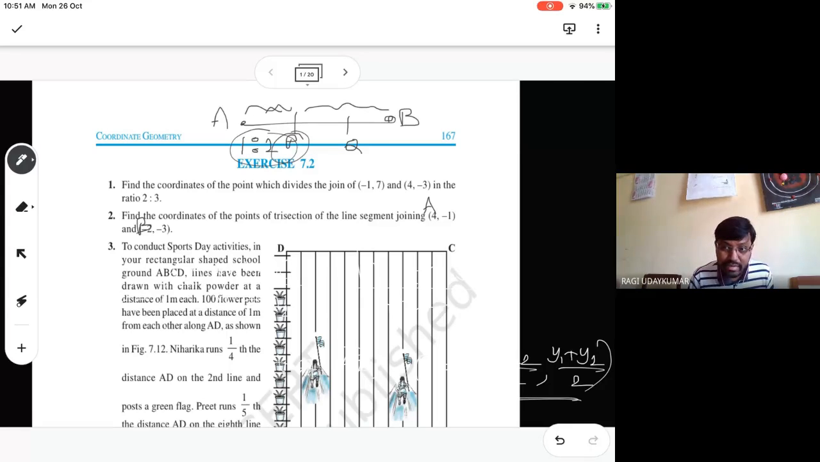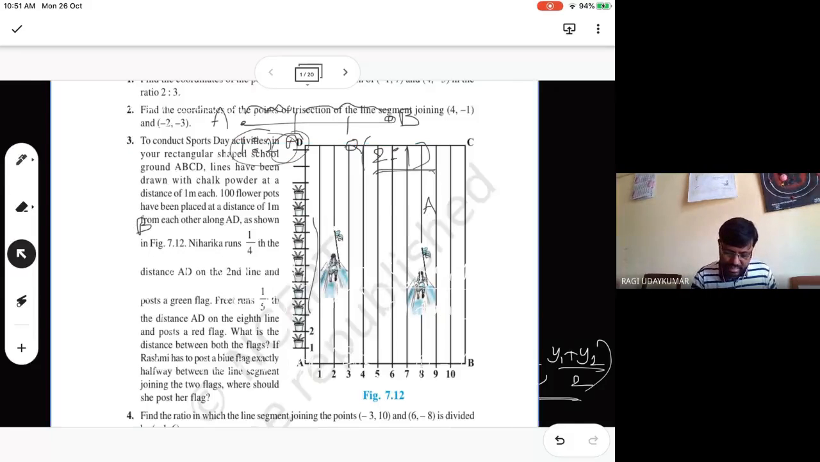Q divides AB in what ratio? What is the distance from A to Q? 2. And from Q to B? 1. So 2:1 ratio. So the trisection points are one with ratio 1:2 and another with ratio 2:1, dividing into 3 equal parts. Like that you can go for the next problem also.